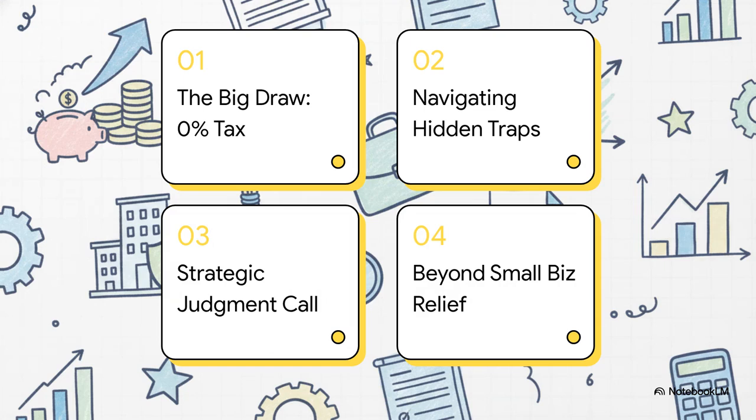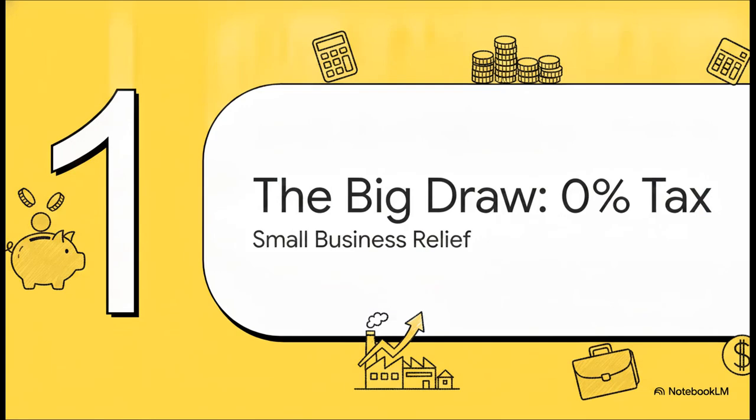Okay. Let's dive into this roadmap so you know exactly how we're going to systematically conquer this dense topic. First up, the big draw, 0% tax. Then, navigating the hidden traps. Third is the strategic judgment call. And finally, beyond small business relief. Section 1. The big draw, 0% tax.